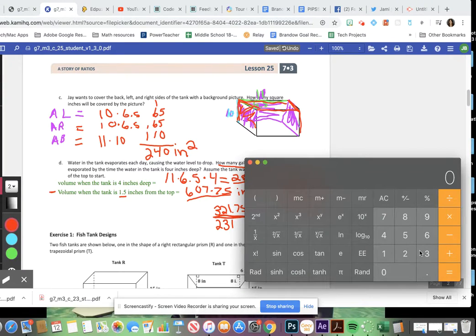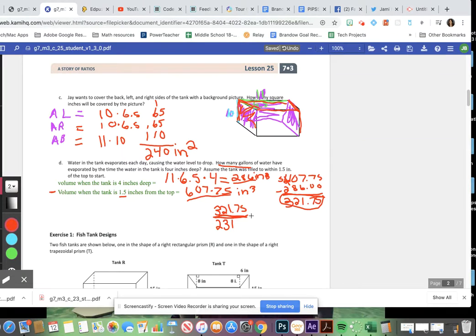So we have 321.75 divided by our 231 is 1.39. We'll say approximately 1.39 gallons is how much has evaporated from the tank.